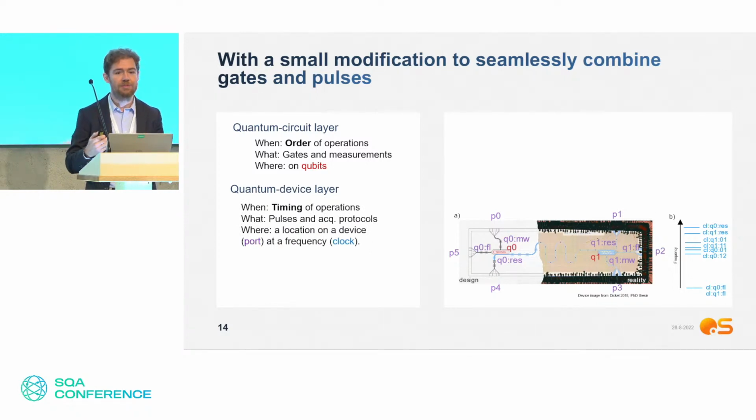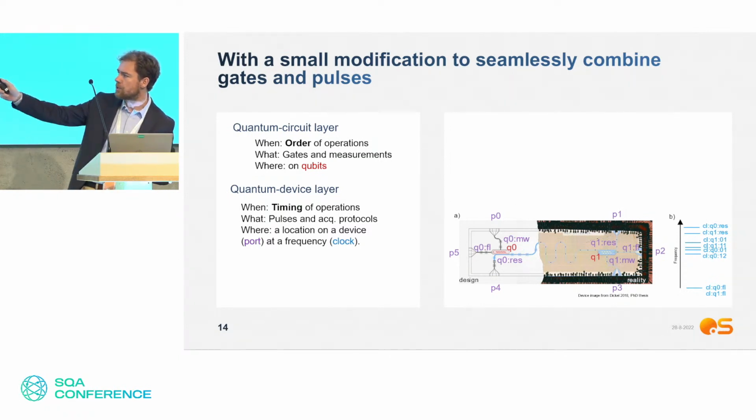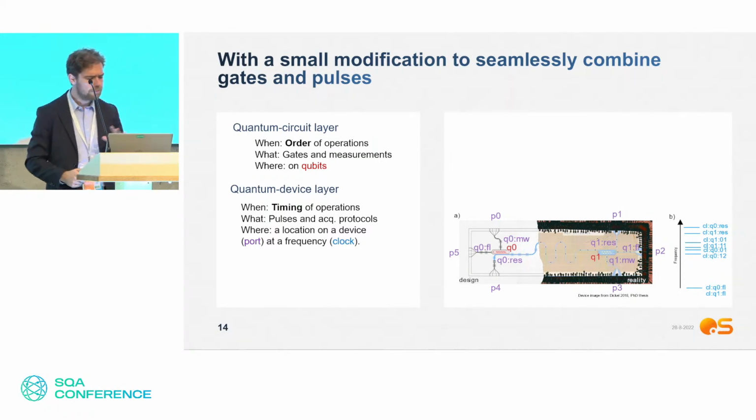But if we're talking about this quantum device layer, as we call it, we find that the timing is relevant. And we're no longer talking about gates and measurement, we're talking about pulses and acquisition protocols. There's a subtle difference why we chose that name. But these are acting then on these signals should be applied to a certain location on the device. We call these ports, and the frequency denoted by a clock because it also allows us to specify phase information.